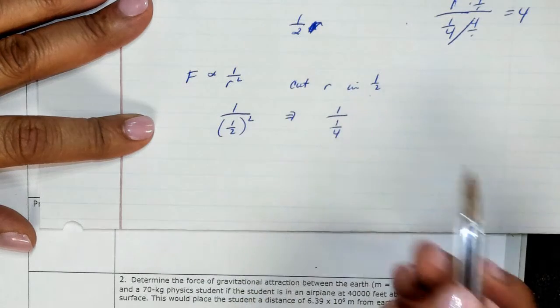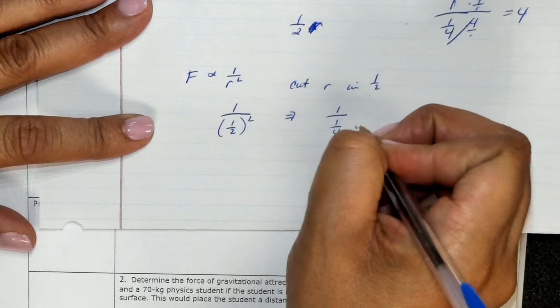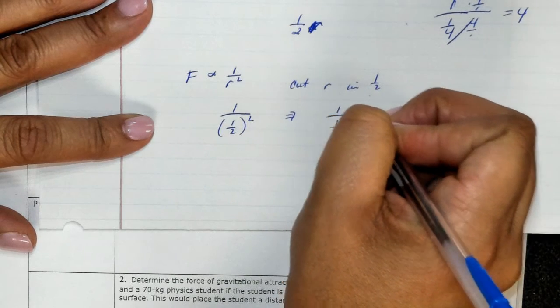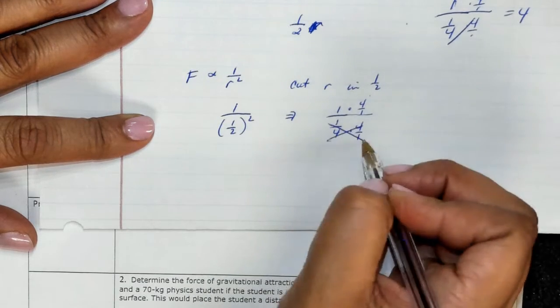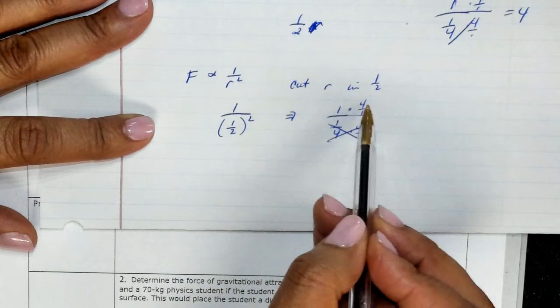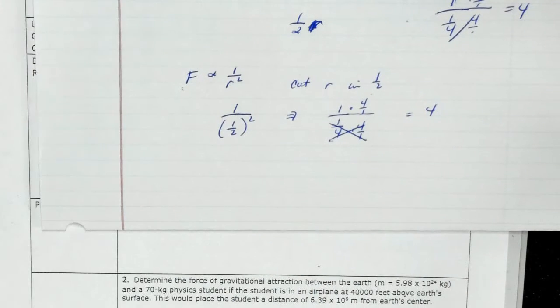So you multiply by the reciprocal, but you do it to the top and the bottom. All right? So times 4 over 1 here, and on top, you're also going to have times 4 over 1. Bottom here cancels out. Now I have 4 over 1. So it's just, this is 4. So as far as your radius, it is quadrupling. You're going to have 4 times what the original force was, if you halve the radius.